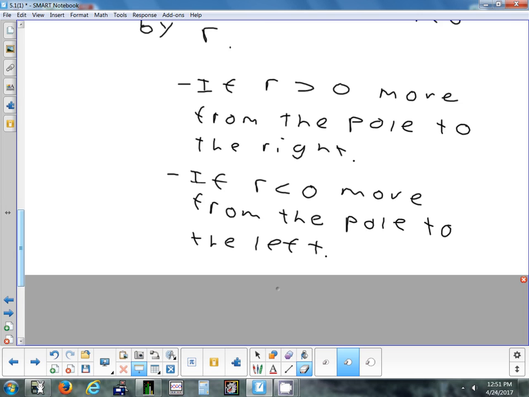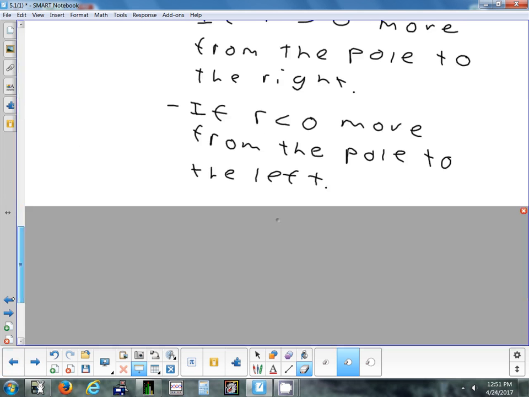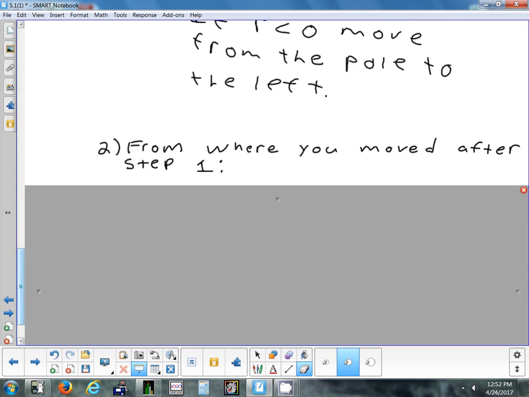Now, after you figure out where to move for the radius, then you have to look at the angle. So after you do step 1, you have 2 directions you can move for your angle. Now, the angle is movement on a circle. When you move on a circle, we don't usually describe that as left, right, up, or down. What are the 2 directions you can move on a circle? Clockwise and counterclockwise. And depending on if the angle is positive or negative, it's going to be one of those 2 things.